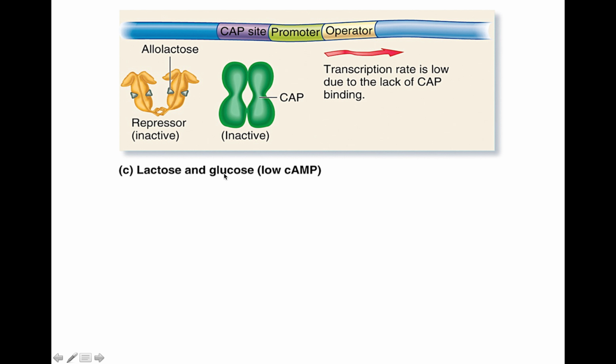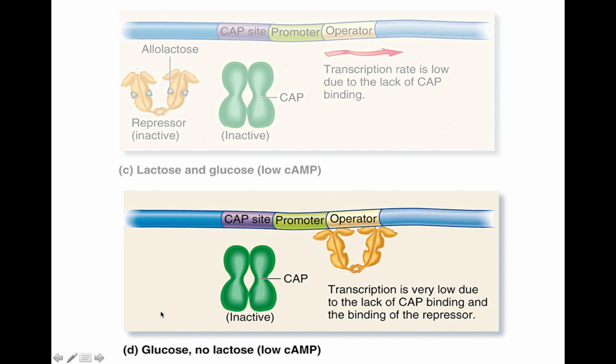If you have high levels of glucose, then you have low cyclic AMP. That small effector molecule is not bound to the catabolite activator protein. The catabolite activator protein can't bind to its site. And you'll get some transcription, but not at very high levels.